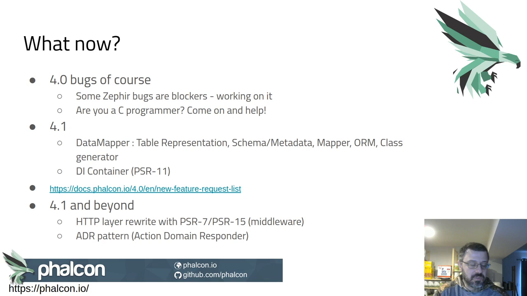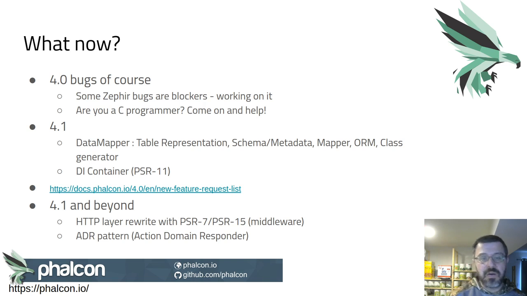So for 4.1, what is left to be done? What is in the pipelines? Continue work on the data mapper. We need to do the table representation as well. There has to be a component that interrogates the schema and discovers the schema.